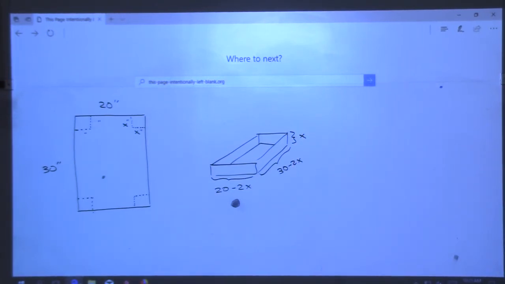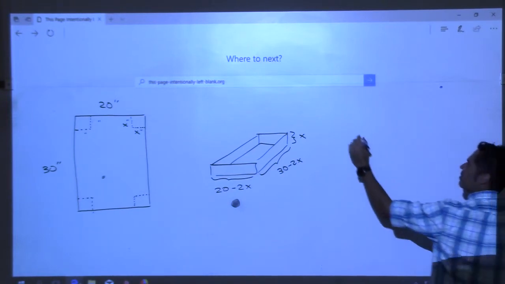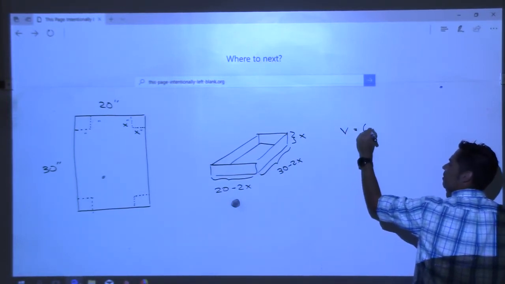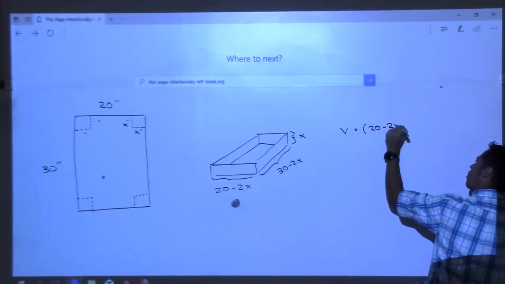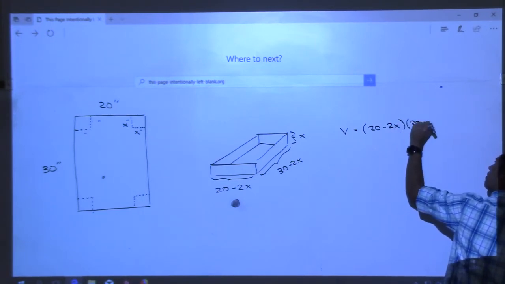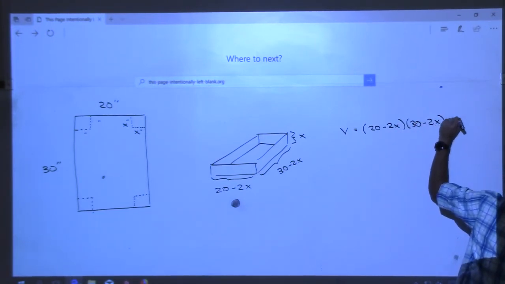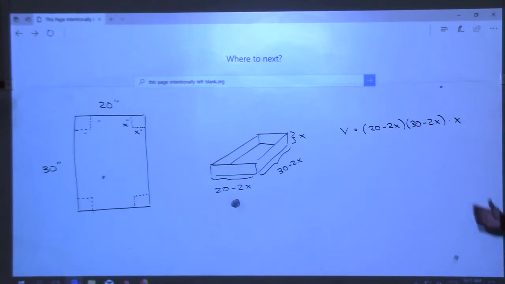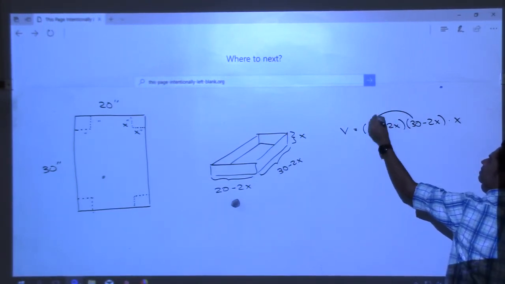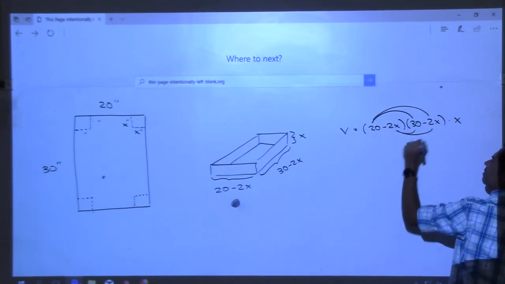Yes? What's the volume of this thing? Length times width times what? Height. 20 minus 2X times 30 minus 2X times X. That is a polynomial function in X, isn't it? Now, do we have a domain restriction? Yes. If we expand this out, let's expand it now. Let's do this, this, this, this.